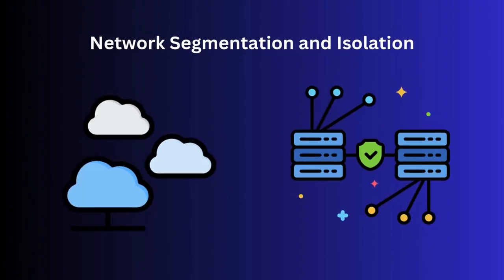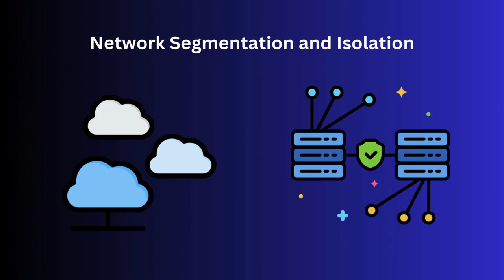Network segmentation and isolation. Network segmentation. Network segmentation is the practice of dividing a network into smaller, isolated segments or subnets. It enhances security by controlling the flow of traffic between different segments based on defined rules. Isolation.